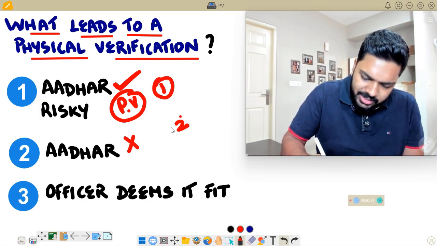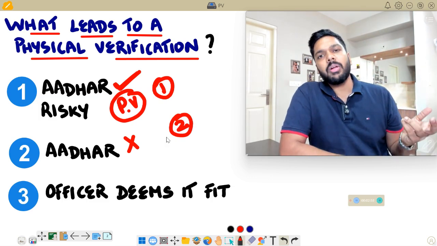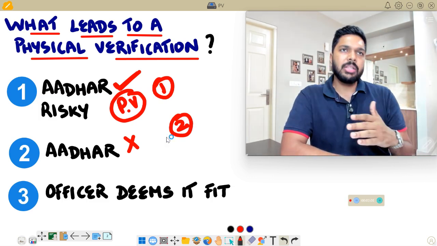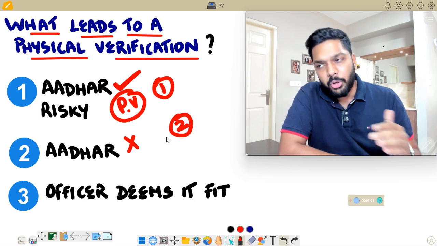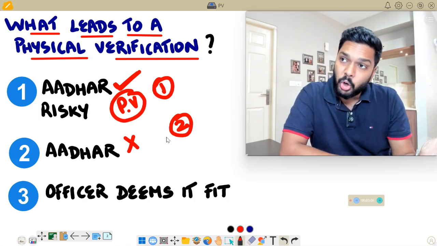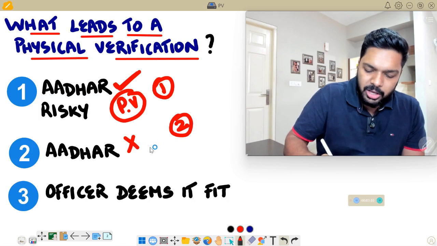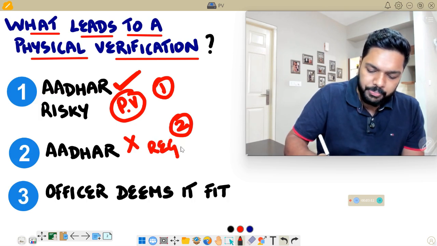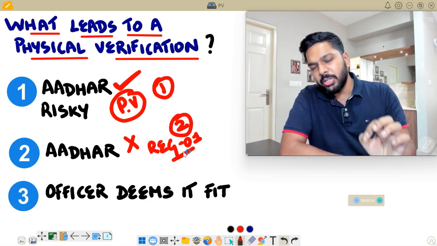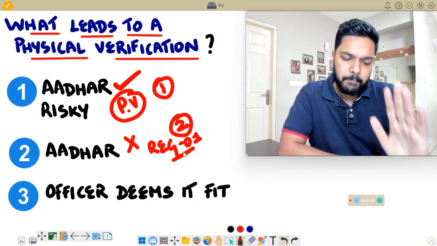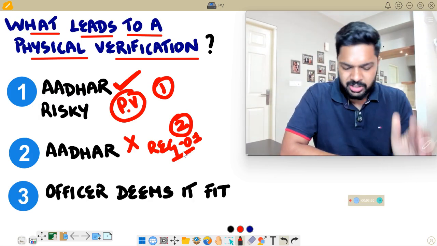The second instance is basically when your authentication does not work, when your Aadhaar authentication is failing, or you refuse to give your Aadhaar number or submit documents if you don't have an Aadhaar number. In all these instances, definitely your REG-01 or your application for registration and getting a GST number will be subject to a physical verification of the place of business by the proper officer, by the GST officer.